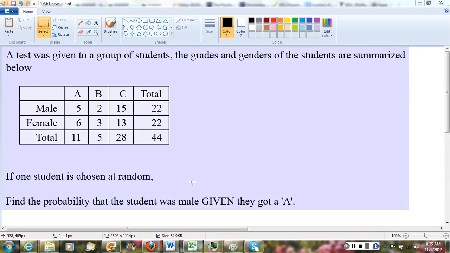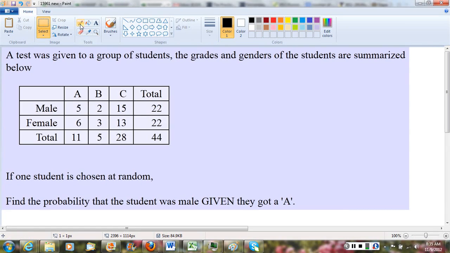Testing? Okay, welcome to the video. Here we go again. We're looking at a probability based on a table. So we've got a grade distribution of all the students who took a test, and there were 44 students in total, and we can see how many got A's, B's, and C's, and we can see that 22 were male and 22 were female.